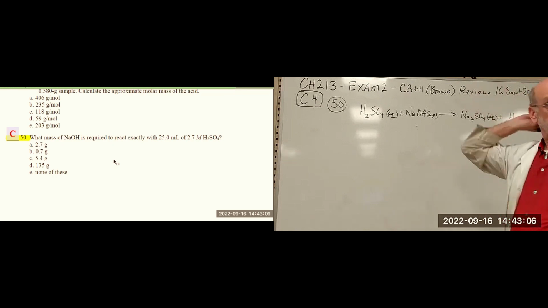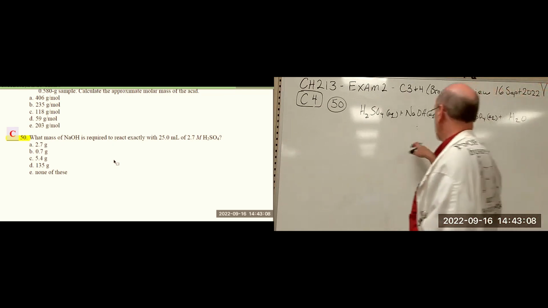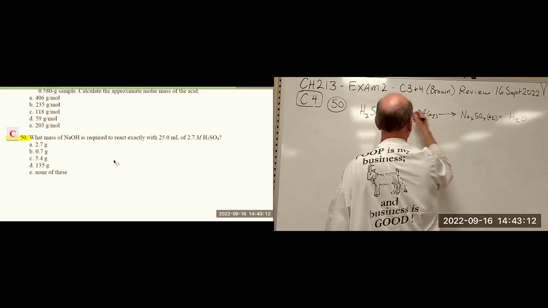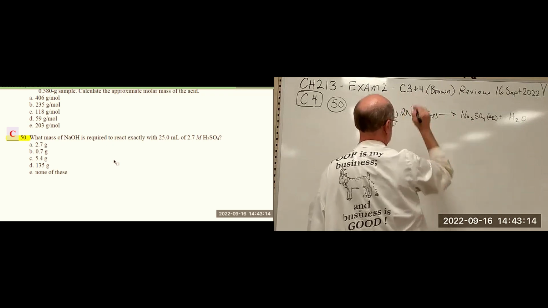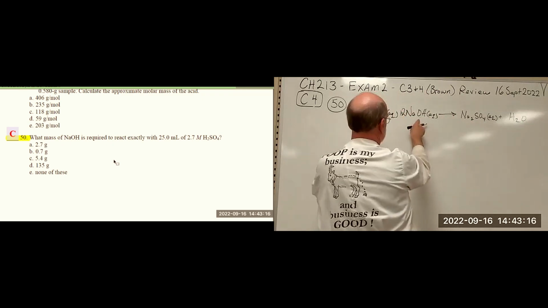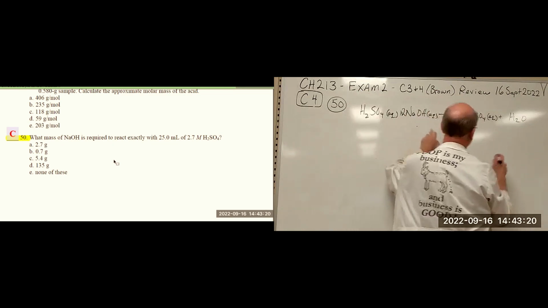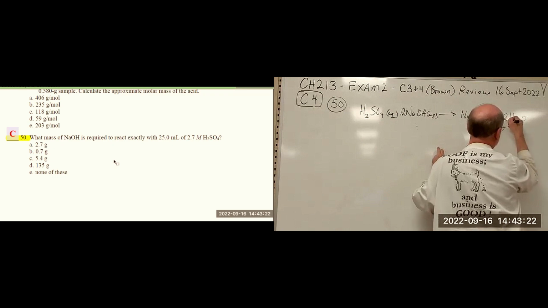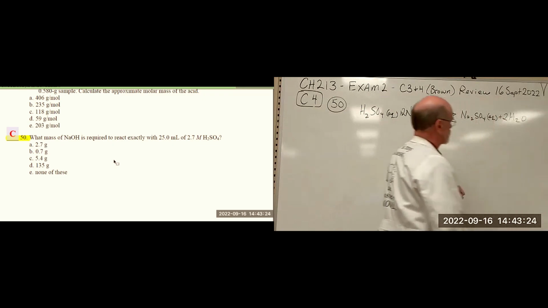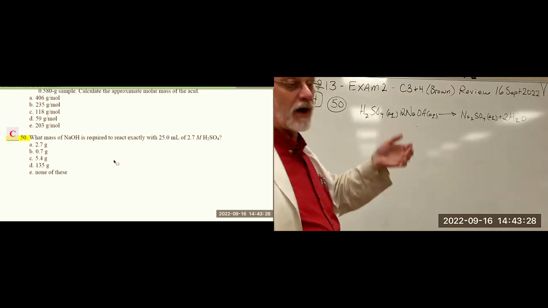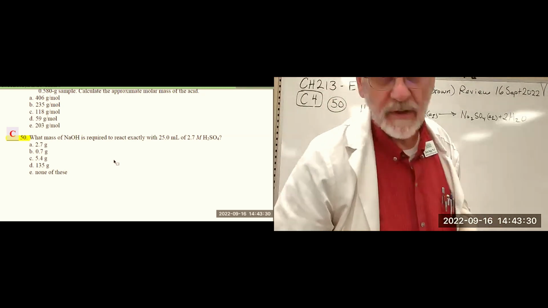Now we need to balance it, right? We've got 1 sulfate, oh, 2 sodiums, 2 sodiums. That gives you 2 hydroxyls and 2 hydrogens, which means 1, 2, 3, 4 hydrogens and 2 oxygens. So now we're balanced. Now we can answer the question.